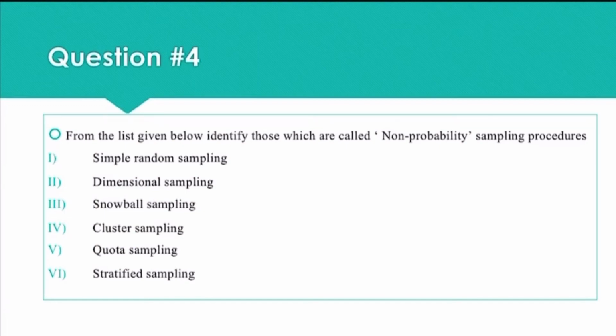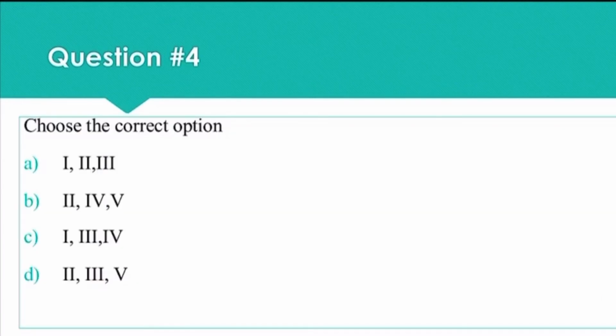2, okay. Snowball sampling is non-probability. 3 is also there. Cluster sampling is a probability sampling procedure. So that we can leave out. 5, quota, it's a non-probability sampling procedure. And stratified is a probability sampling method. So 2, 3 and 5. Looking at the options here, 2, 3, 5. Okay, fourth, D is the right answer for this question.